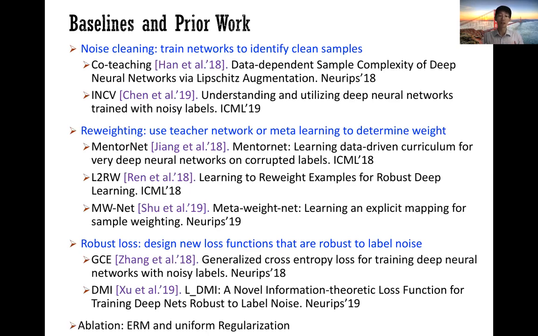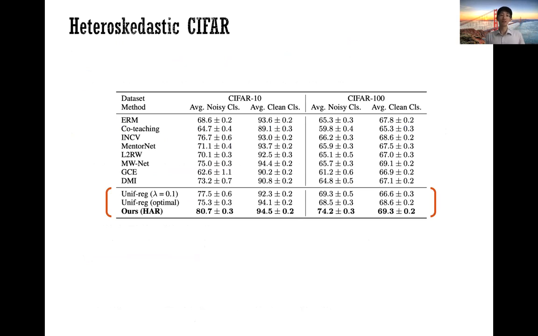And also we have some ablation studies comparing to the vanilla empirical risk minimization with the same weights on all examples, and also the uniform regularization where we put the same weight in front of the regularizers. So the first experiment, heteroskedastic CIFAR.